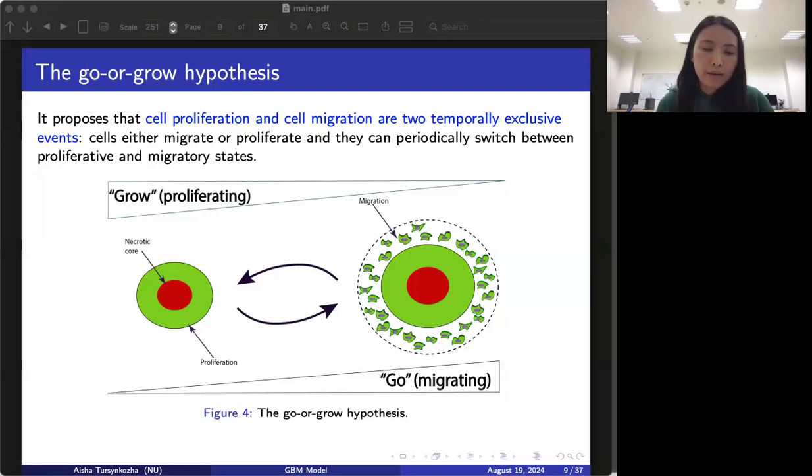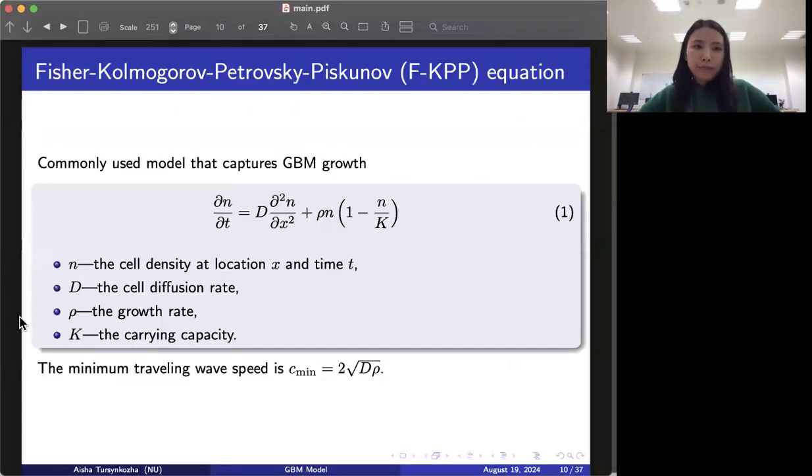For example, if we choose a minimal model, like the Fisher model, this Fisher model is known to overestimate GBM progression. Alternatively, if we divide the cells into growing and going, it might be more accurate. This go-grow framework is not only applicable to tumors, but also to general frameworks like expansion of a population, yeast growth, fire, since they expand similarly. So this is a general framework for the expansion of a population.